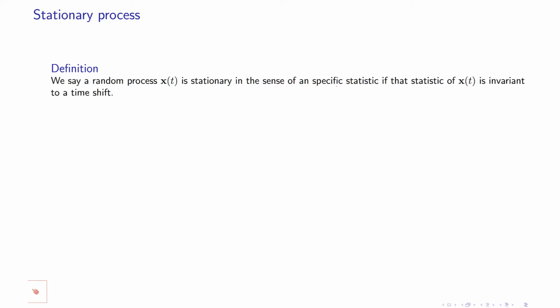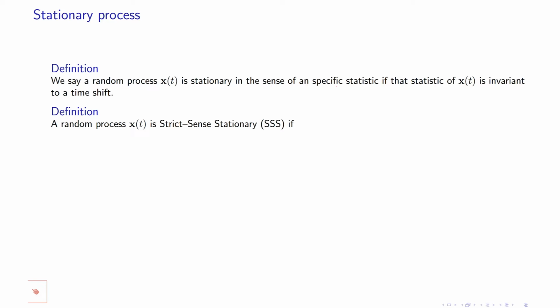There are different ways you can define a random process as stationary, and it has different senses. We say a random process is stationary in some sense, in the sense of one specific statistic, if that statistic is invariant to a time shift. Now, this is a very wide, general, and important definition, but let us have one example.